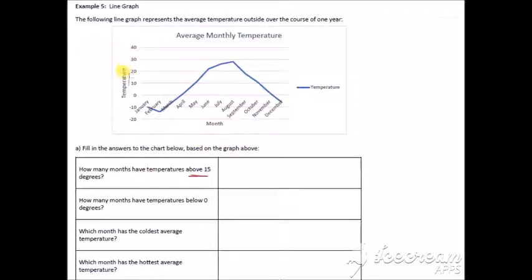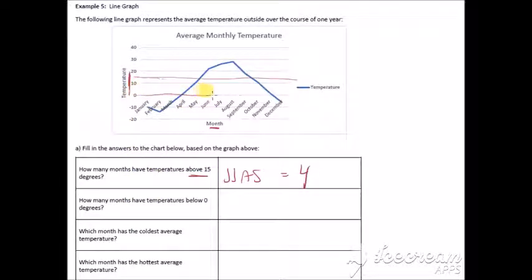So if you go here, we're reading temperature, we're reading month. Okay, so temperature, we would want to know how many months does this portion of the graph cover. Okay, so let's go. And it says above, so we're not going to count May because May's not above, but we'll count June, July, August, and September. So June, July, August, September, so 4. Okay, how many months have temperatures below 0 degrees?